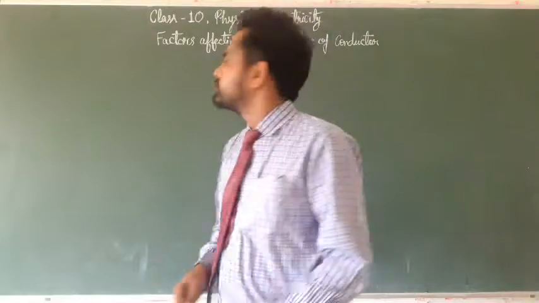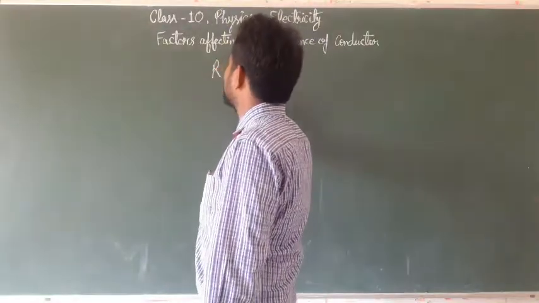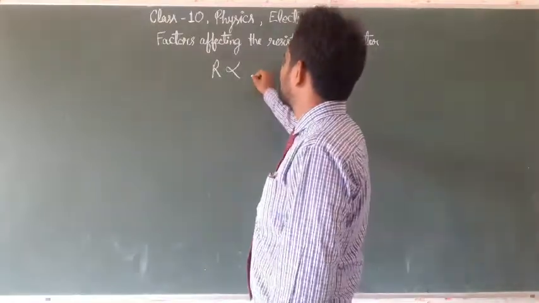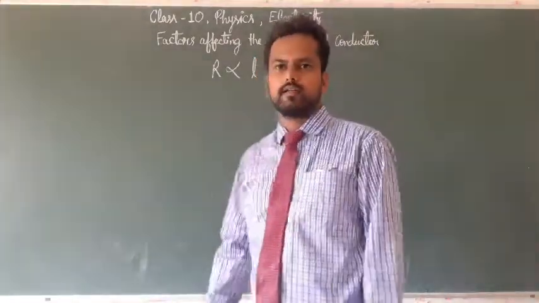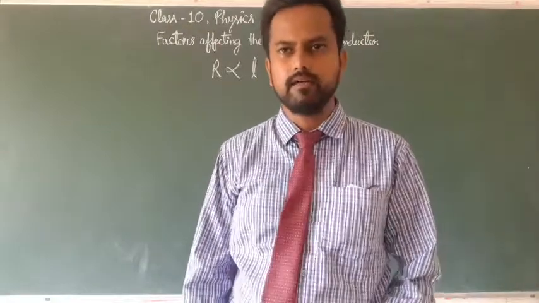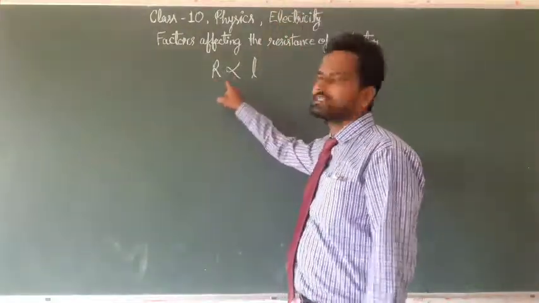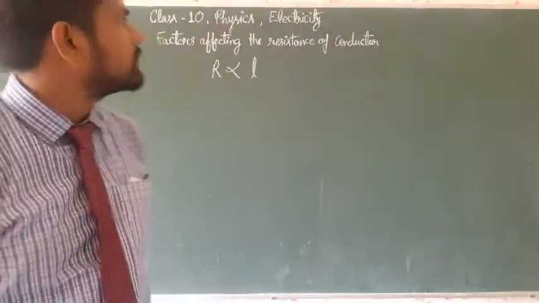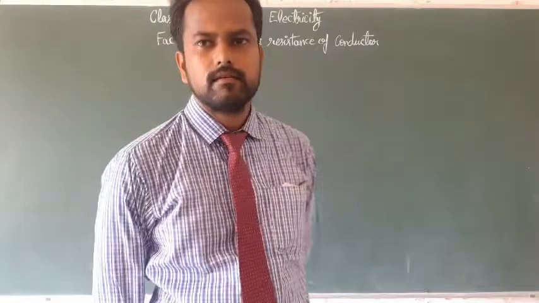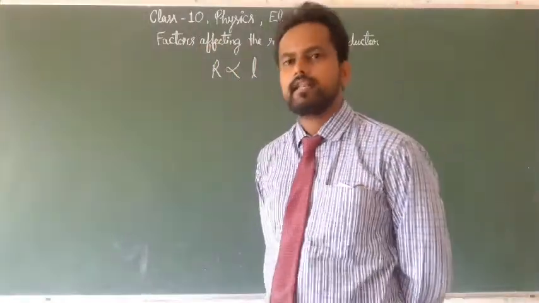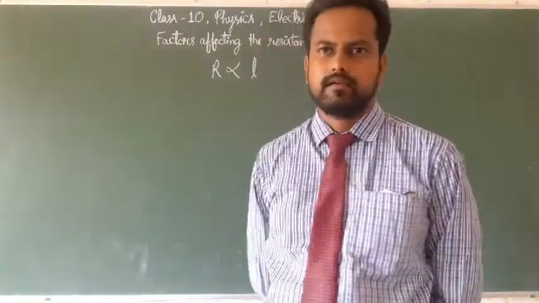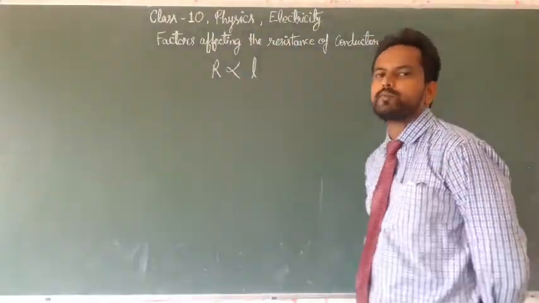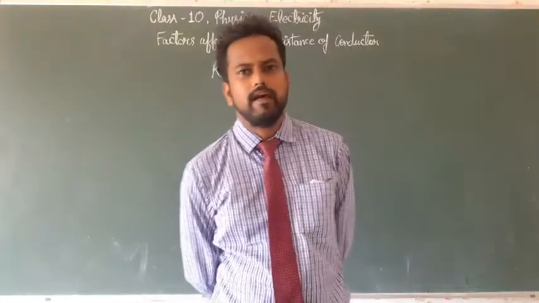It means resistance is directly proportional to the length of conductor, length of the electric wire. Got it? So resistance is directly proportional to the length. So always remember, increase in length, resistance also increases. Got it? So we can say that resistance is directly proportional to the length of the wire.